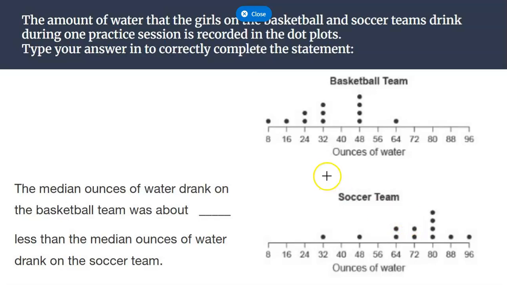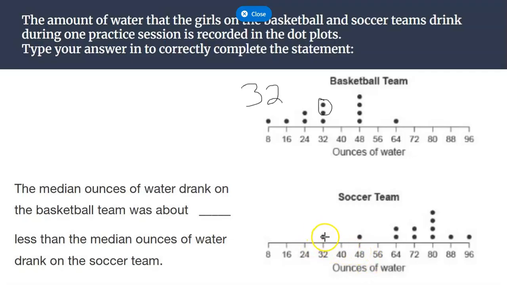We have 12 down here as well. To find the median, we're going to need the 6th and 7th. 1, 2, 3, 4, 5, 6, 7. Here's our 6th and 7th. To average those two gives us 32. That's our median ounces of water drank on the basketball team.